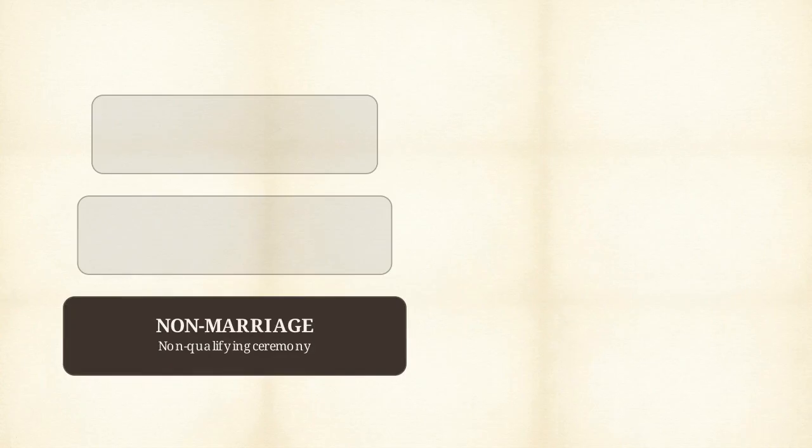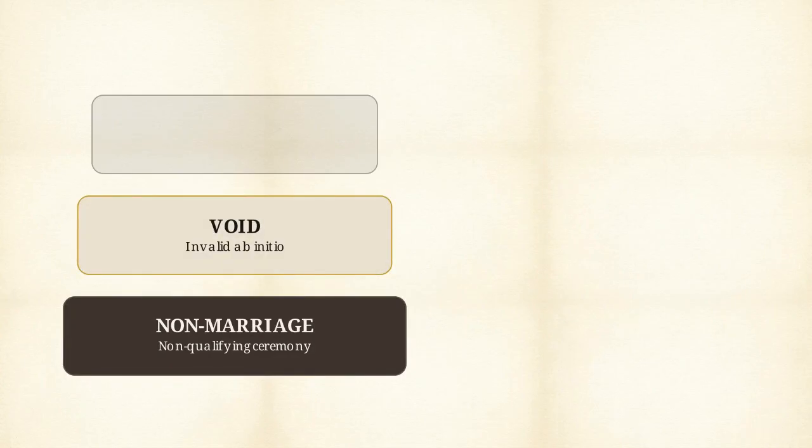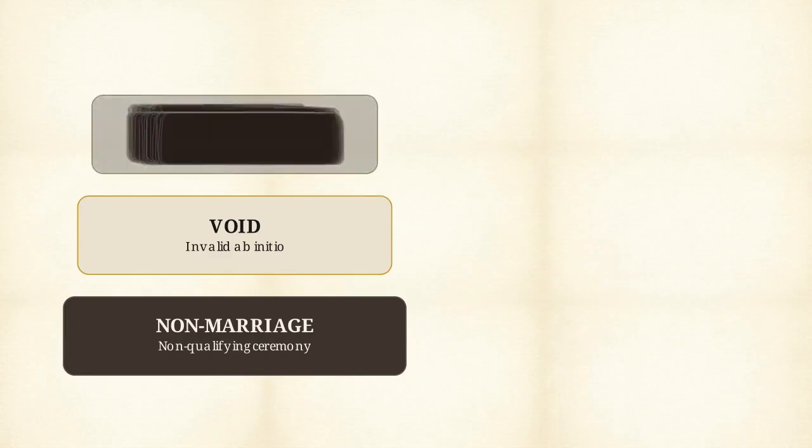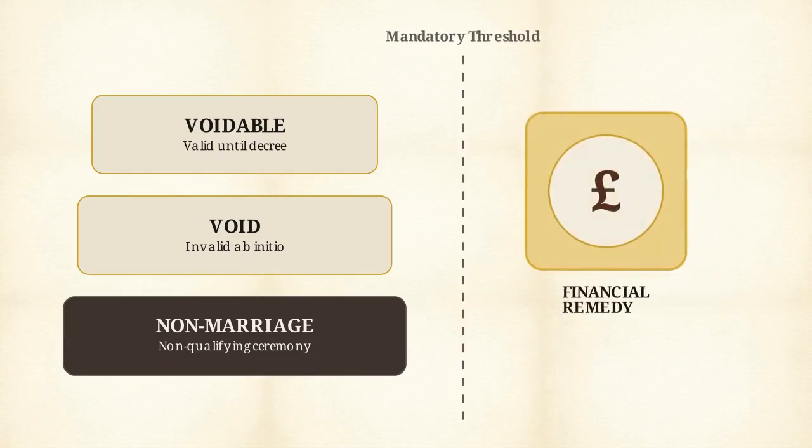English law organizes marital defects into three distinct tiers. At the bottom is the non-marriage or non-qualifying ceremony. Above that is the void marriage, which is invalid from its inception. At the top is the voidable marriage, which remains valid until the court formally annuls it. This classification is a mandatory threshold. Only marriages categorized as void or voidable grant the parties access to financial remedies under the Matrimonial Causes Act.